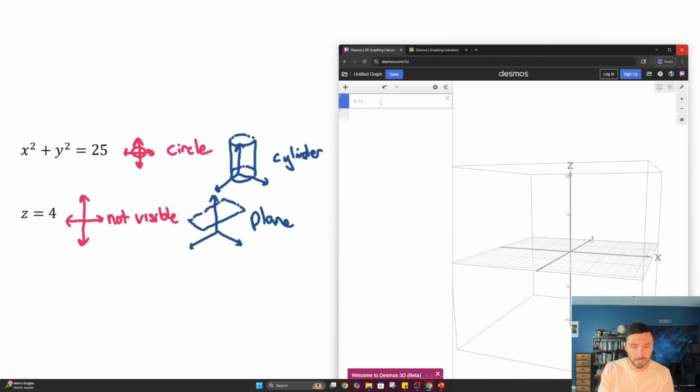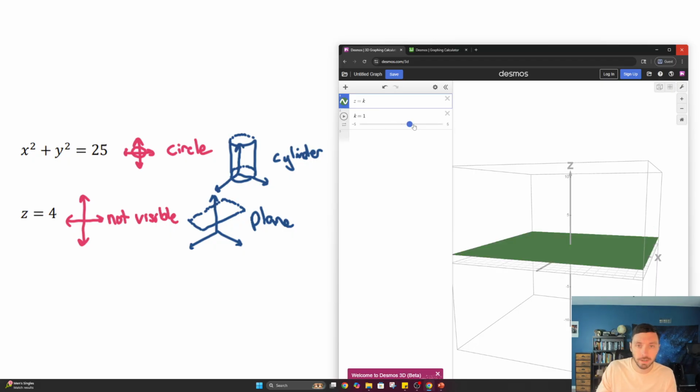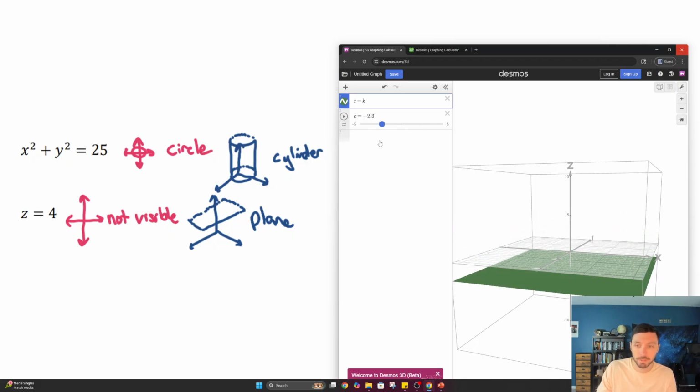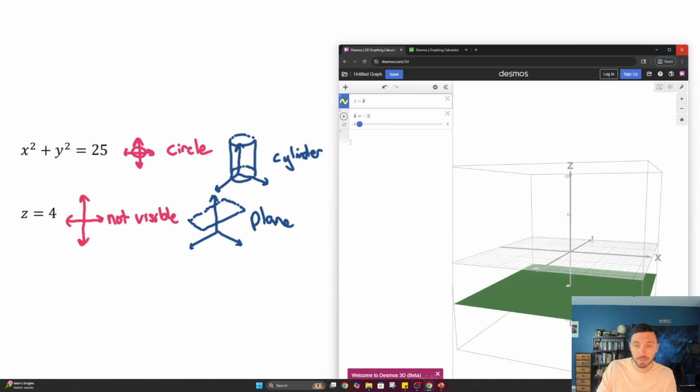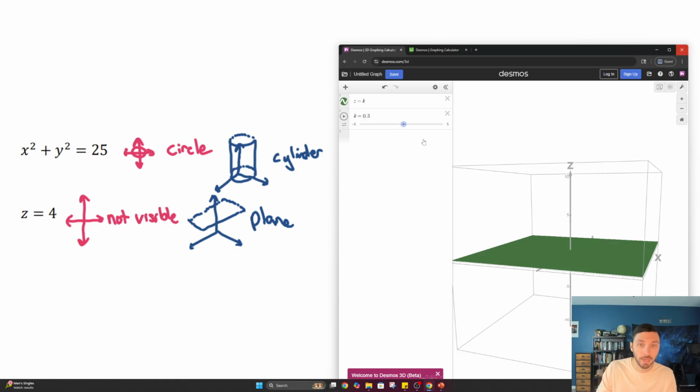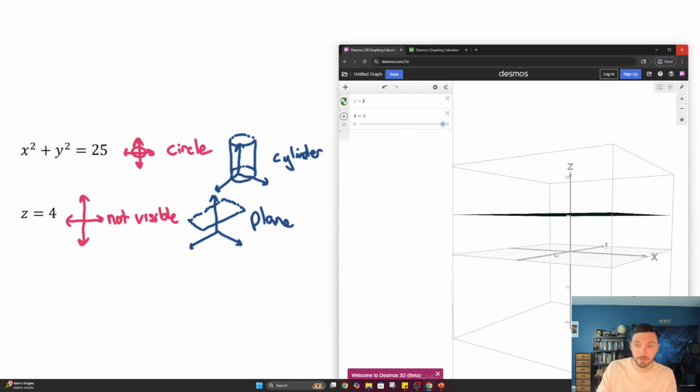Actually, I can make this a general constant, and you can see here I can bring this up and bring this down. So here's my ground floor, and then above and below it. So yeah, this is strictly not visible at all on the xy plane.